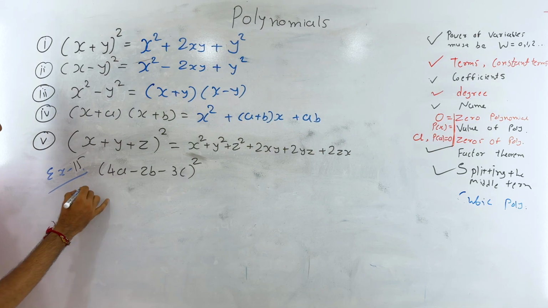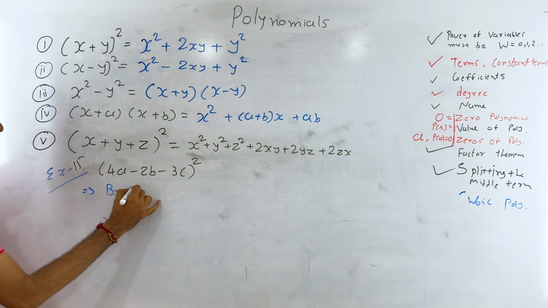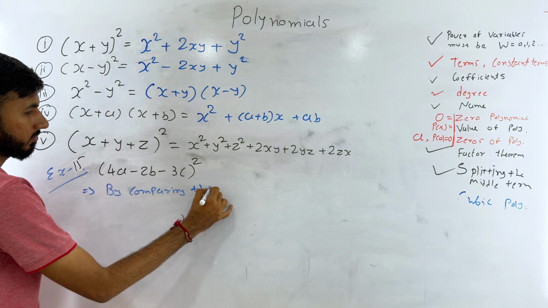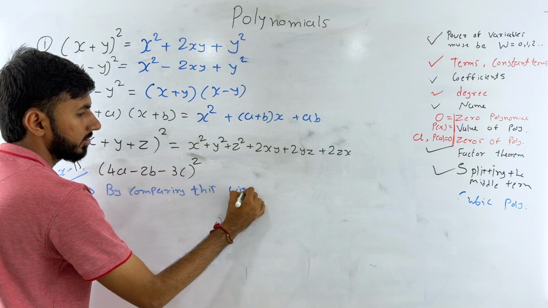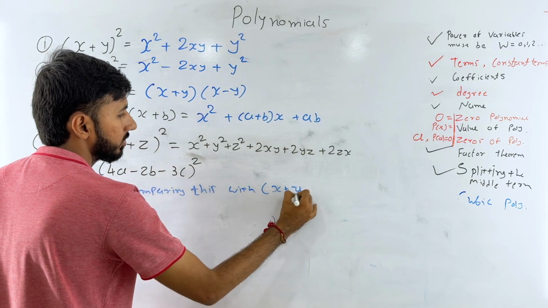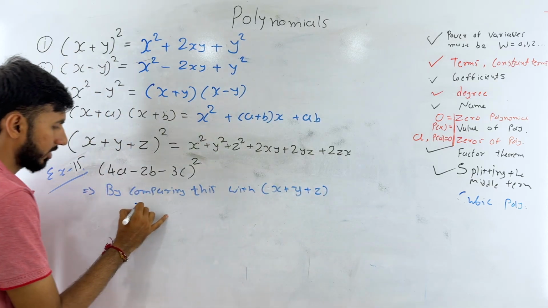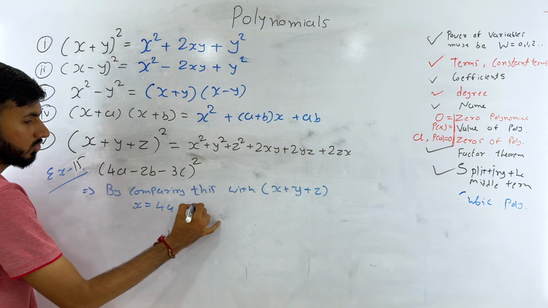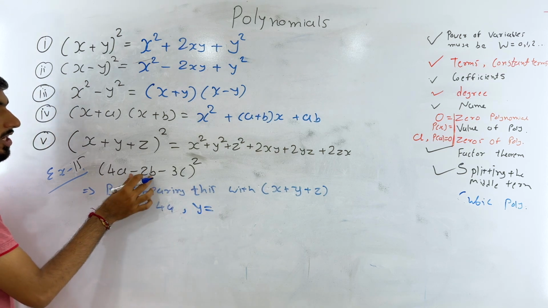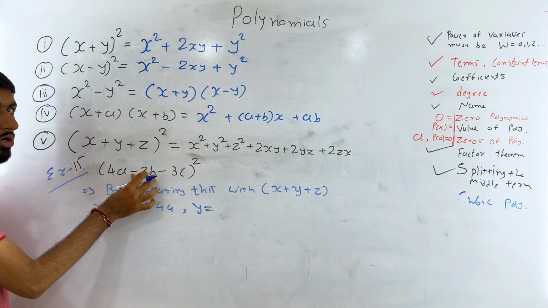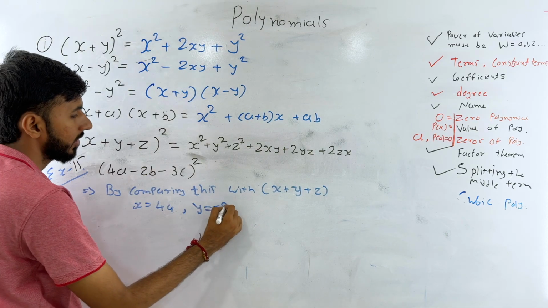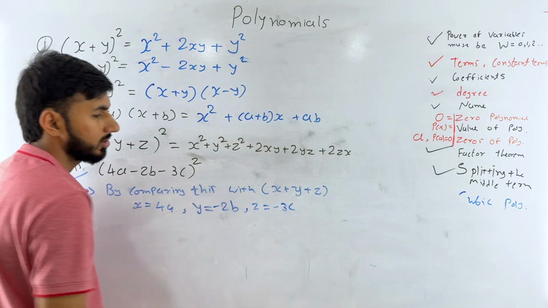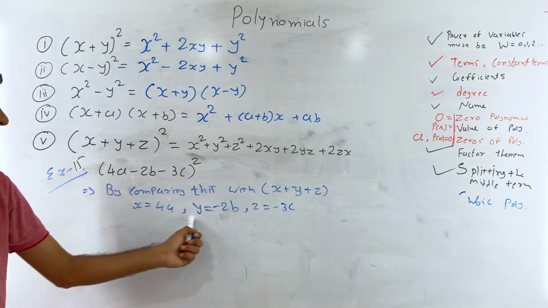Now I have this. So by comparing this with our identity x plus y plus z, we get x is equal to 4a, right? y is equal to, see I have a minus sign here, right? So don't forget to bring your sign. y is equal to minus 2b, then I have z is equal to minus 3c, right? This will be my x, y and z.